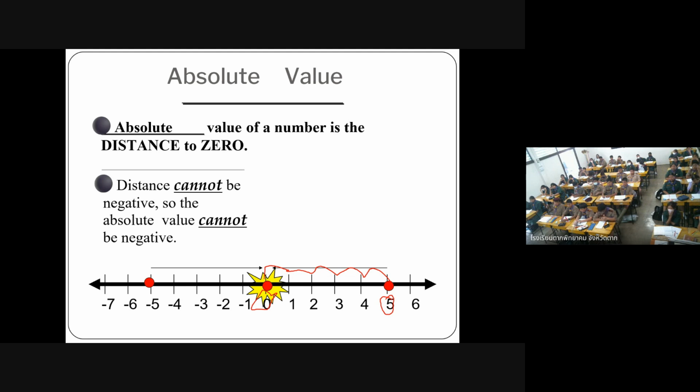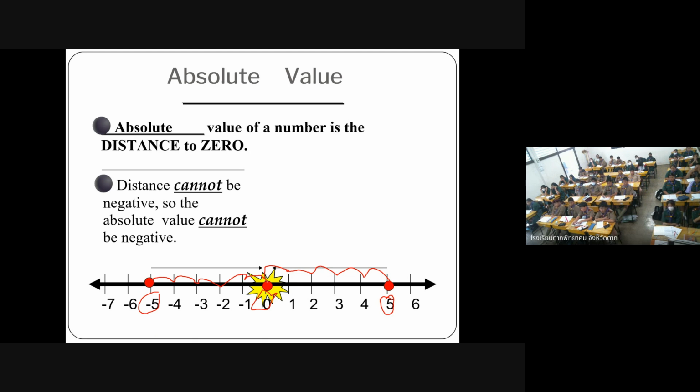Now, how about the absolute value of negative 5? How far is negative 5 to 0? This is where negative 5 is. How far is negative 5 to 0? 1, 2, 3, 4, 5. The answer is also 5. Again, if we're dealing with the absolute value of a number, the answer is always a positive number.